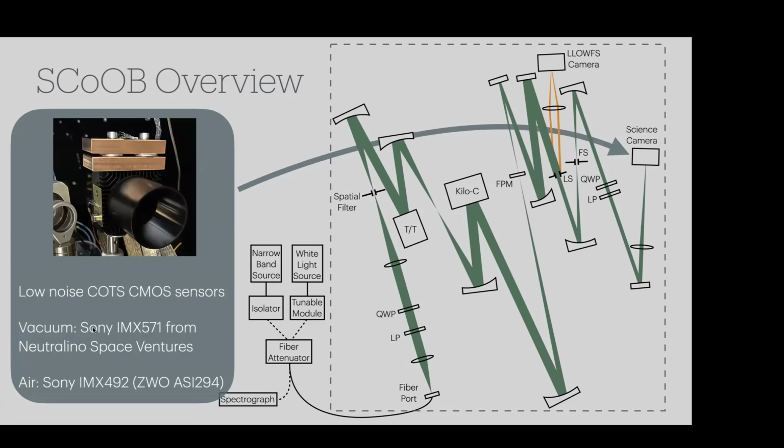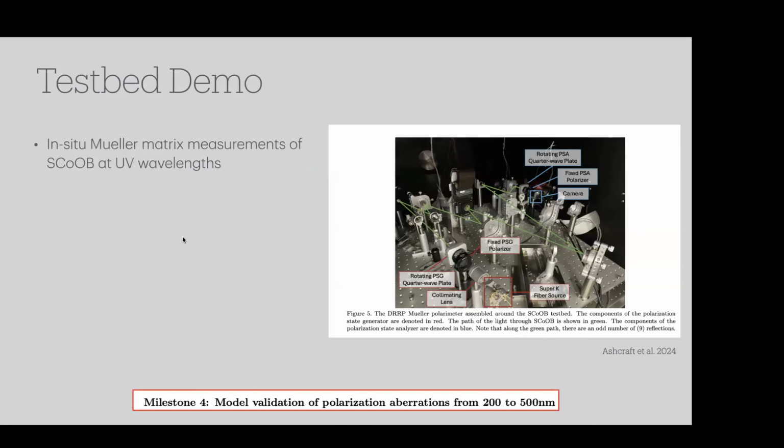Okay, so that's the nominal layout of Scoob at the moment, before we make any modifications. Before we do any dark hole digging at the UV or any contrast measurements, part of our proposal is to repeat the work that Jaron did, I think in May of this year, where he did these in situ Mueller matrix measurements, except doing this at UV wavelengths, and this is to validate our model of polarization aberrations.